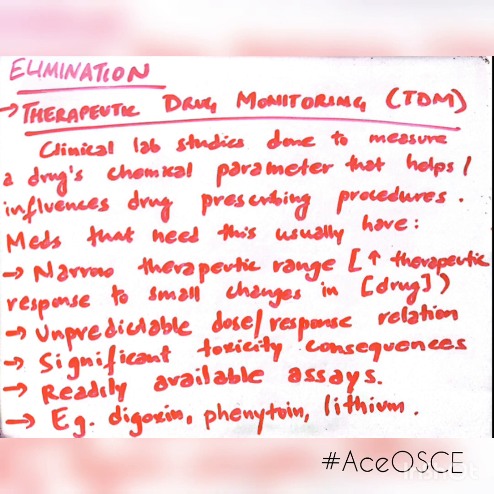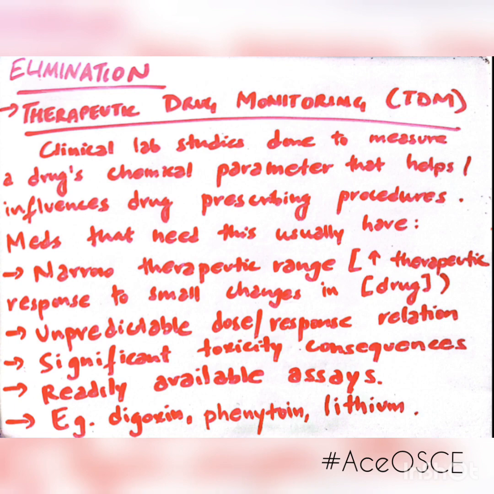Therefore, they have a high toxicity, high chances of death if it is toxicity, and also high chances of having an excessive amount of the drug in the body, and therefore not good therapeutic effects. So medications such as digoxin, phenytoin, and lithium usually have narrow therapeutic ranges, which means an increased therapeutic response to small changes in the drug concentration. They may have unpredictable dose or response relations. They may have significant toxicity consequences, which most of us have seen.